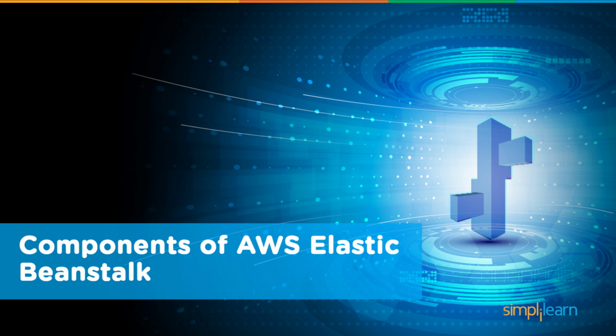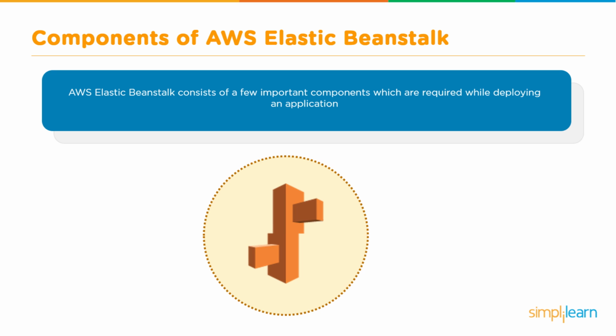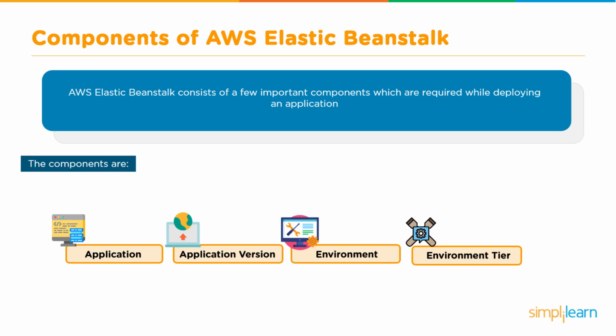Now, there are some components that are associated with AWS Beanstalk, and they have to be created in a sequence. So AWS Elastic Beanstalk consists of a few important components which are required while developing an application. Now, what are these components? These are 4 components. One is application, the second is application version, the third is environment, and the fourth one is the environment tier. And we have to progress while deploying our applications or software using the same sequence.